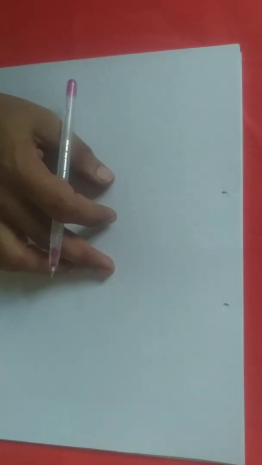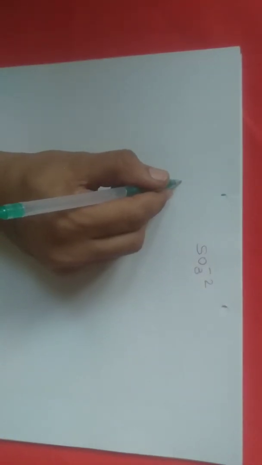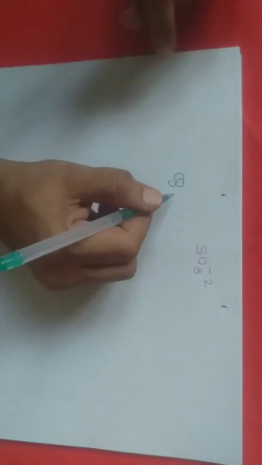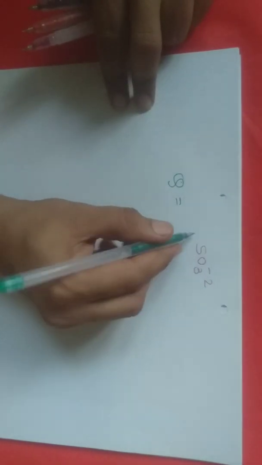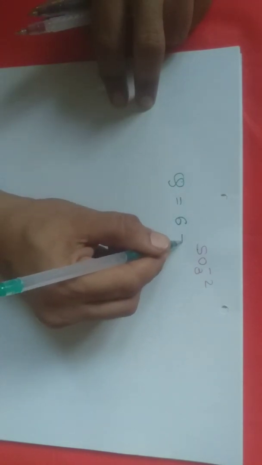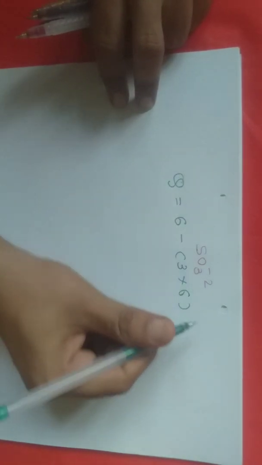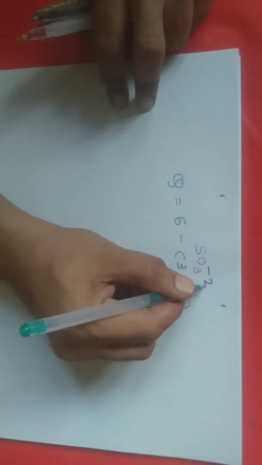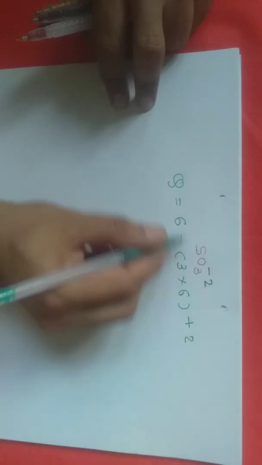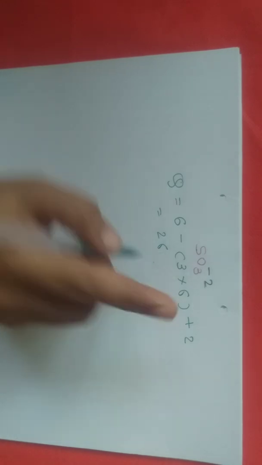We take the next example, that is of SO3 2-. Now in SO3 2-, the first step is to calculate the total number of valence electrons. Sulfur belongs to group number 16, so 6 is the valence electron, plus 3 into 6, because oxygen also belongs to group 6. Now there is a -2 charge, so I have to add 2. So total valence electrons are 26.